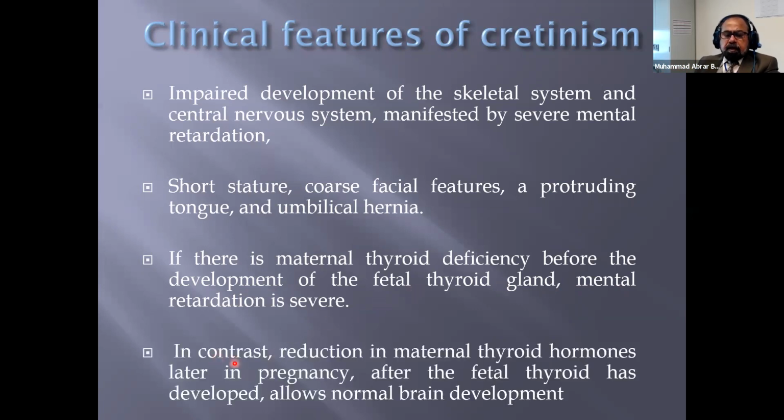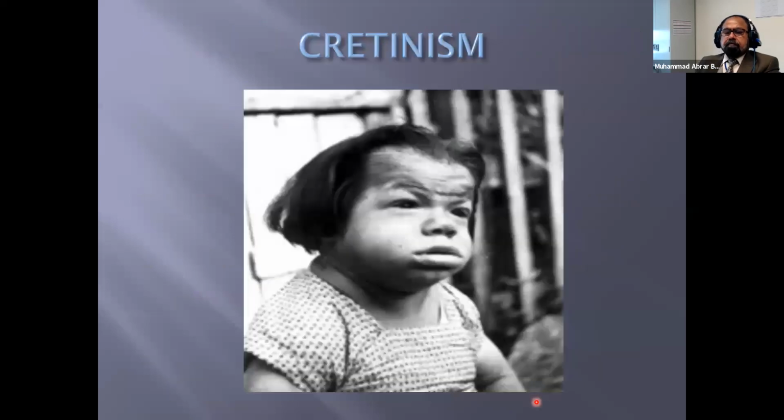But in contrast, a reduction in maternal thyroid hormone later in the pregnancy, when the fetal thyroid has developed, allows normal brain development. So if a female develops hypothyroidism after the fetus has already developed its own thyroid tissue, the child will not have the brain retardation seen earlier.